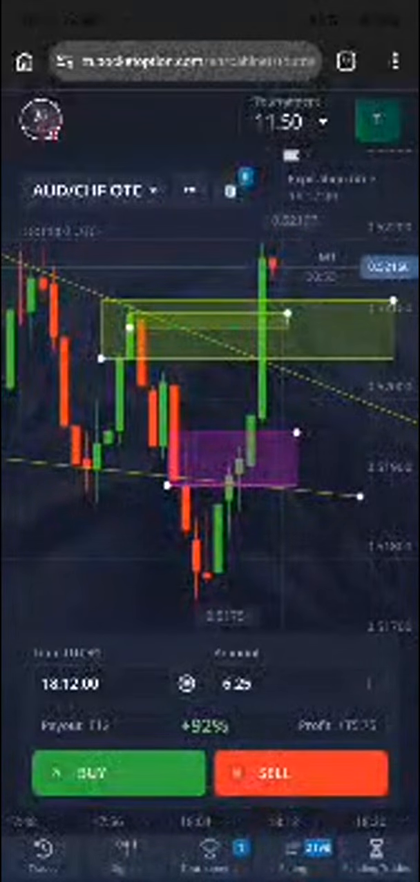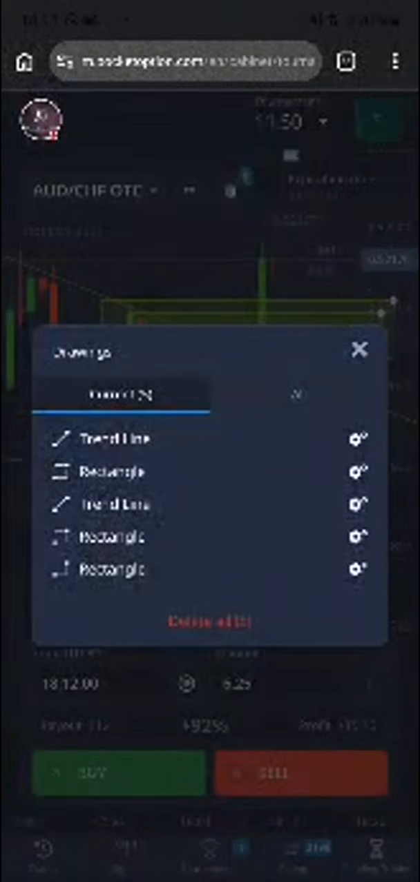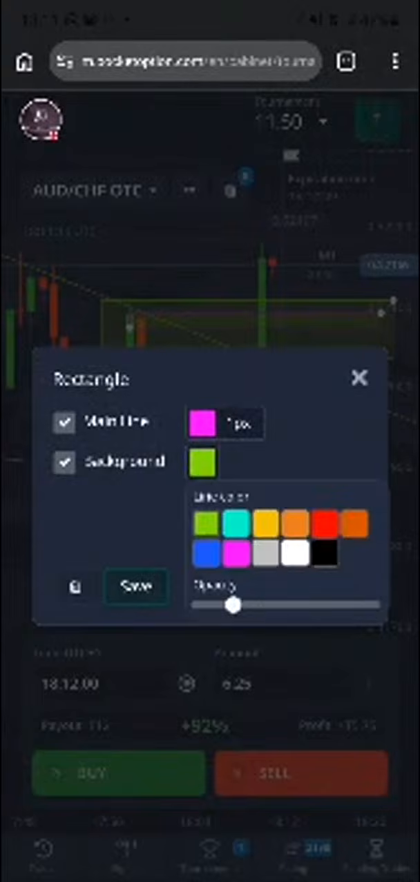That was not a good trade at all. But let me mark everything, because if price comes back there, we have another opportunity waiting for us.